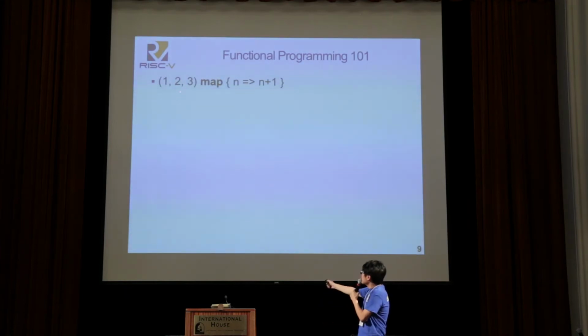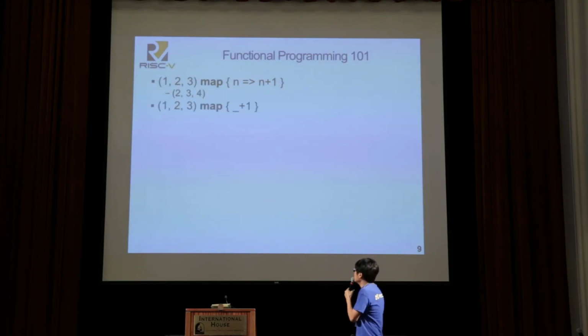So here's a list. I have 3 elements, 1, 2, and 3, and you map it with a function. The function takes an argument n and returns n+1. So what is the result? 2, 3, 4. Great, that's simple. So now, this is some Scala syntactic sugar there. Why are you repeating yourself, like n over there?